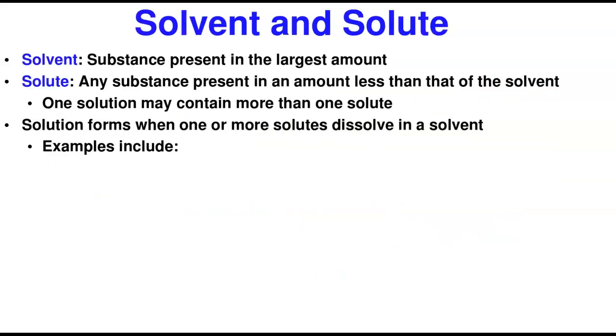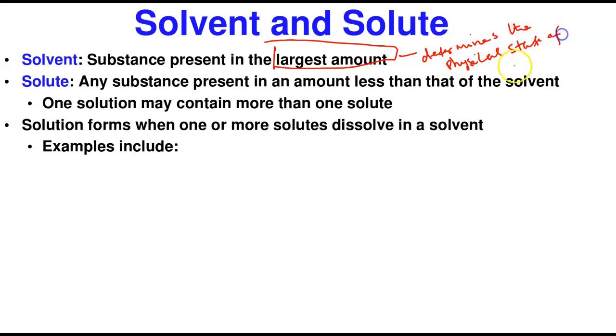So I already talked about a solvent. A solvent is a substance that is present, of course, in the largest amount and determines the overall state. Like I said, it determines the physical state of the solution, because it is the guy at the largest quantity. They say majority carries the vote. So it is the majority, and it carries the vote at the end of the day. So the solute is the substance in a small amount, less than the solvent.